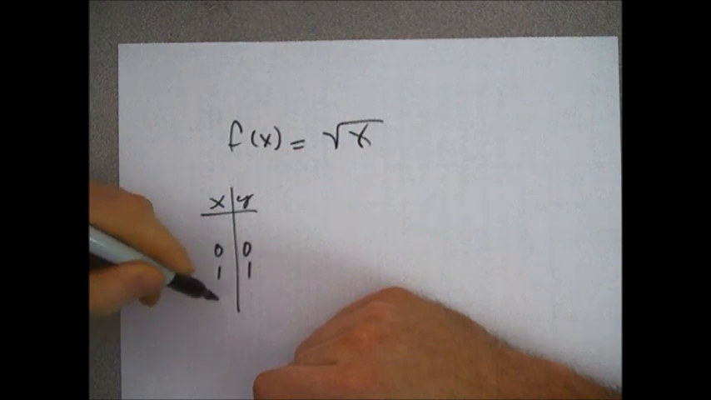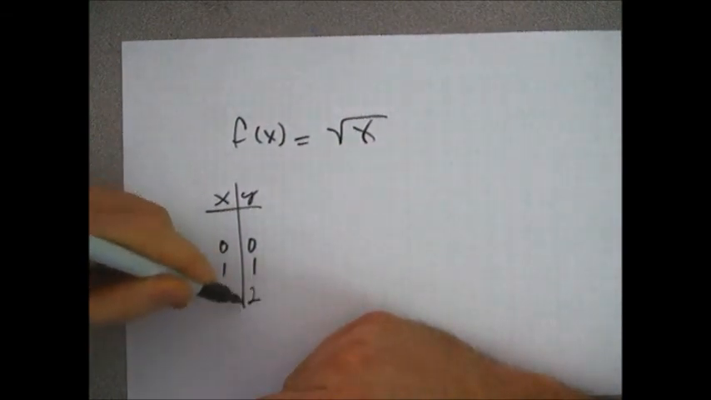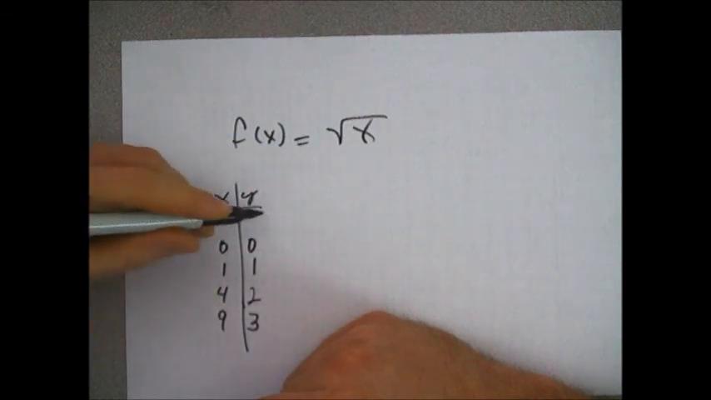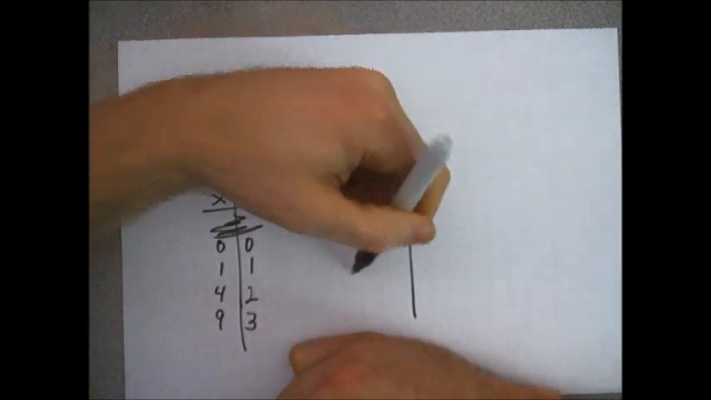If I pick 2, I can't take the square root of 2 cleanly. If I pick 3, same thing. If I pick 4, that works. Next good number would be a 9. I can't pick negative 1 because I can't take the square root of negative 1, so there can't be anything up here. So when I go to graph this, what do I have?